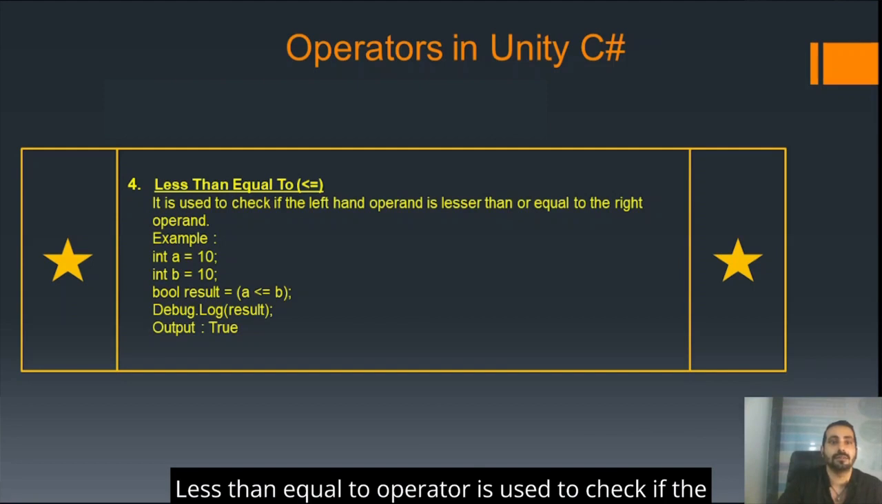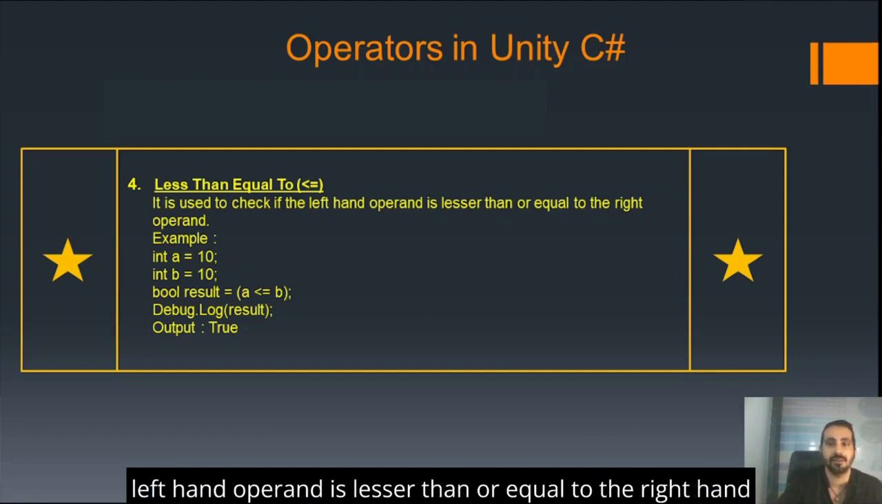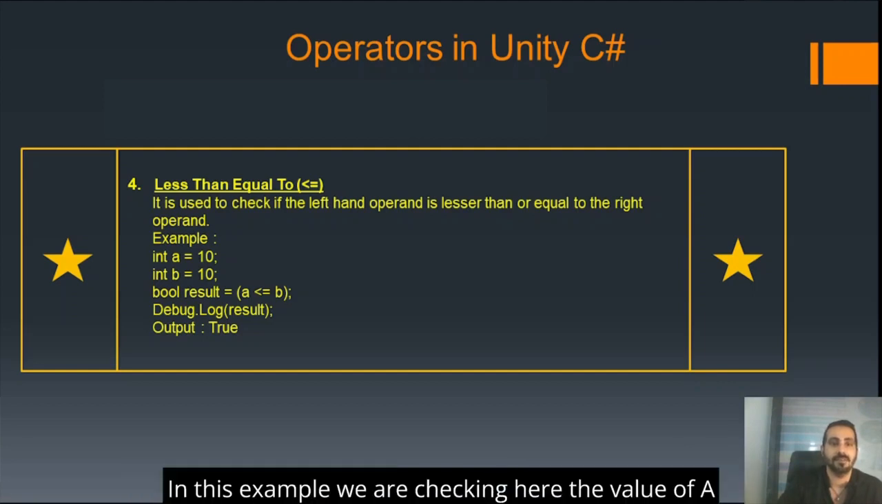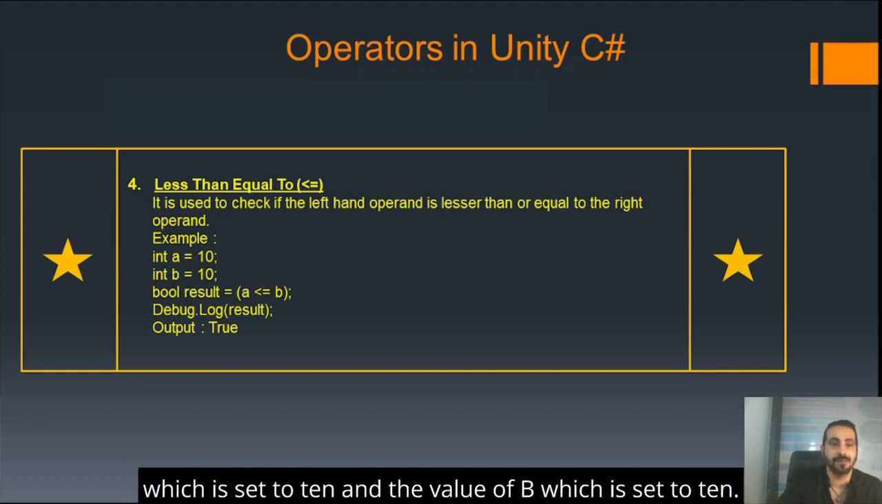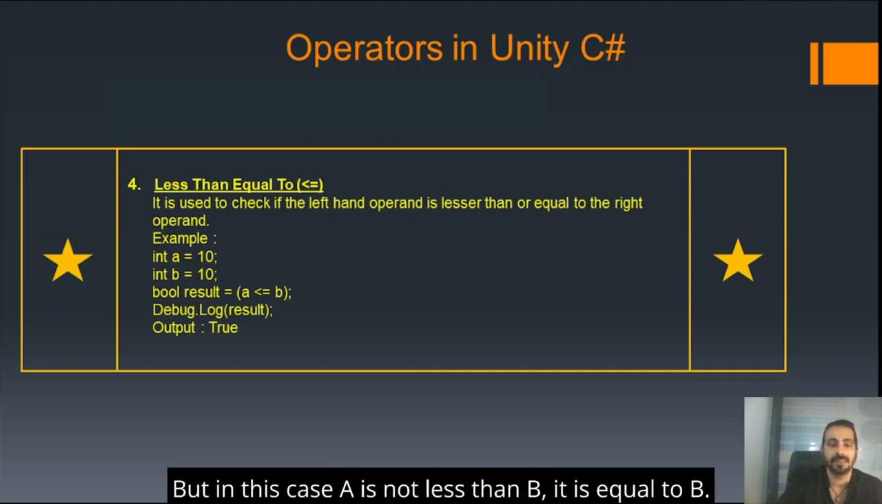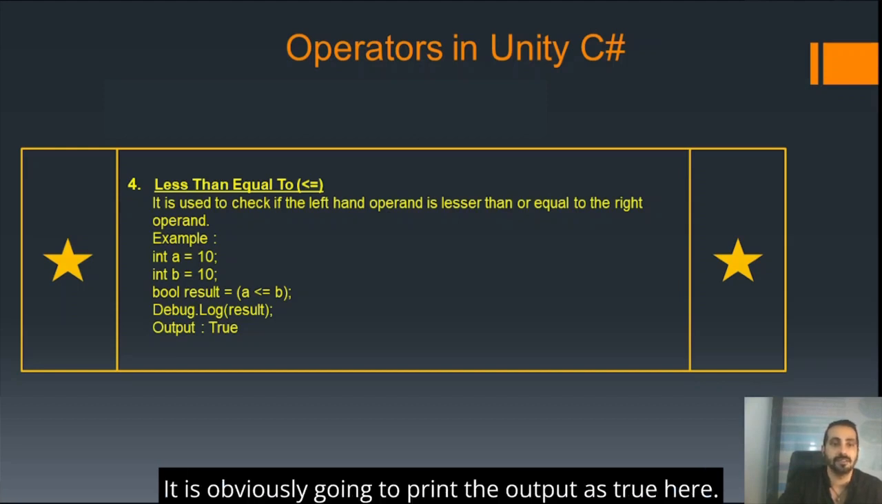Less than equal to operator is used to check if the left hand operand is lesser than or equal to the right hand operand. In this example, we are checking the value of a which is set to 10 and the value of b which is set to 10 again. So we are checking here if a is lesser than or equal to b. In this case, a is not lesser than b. It is equal to b. So it is obviously going to print the output as true here.